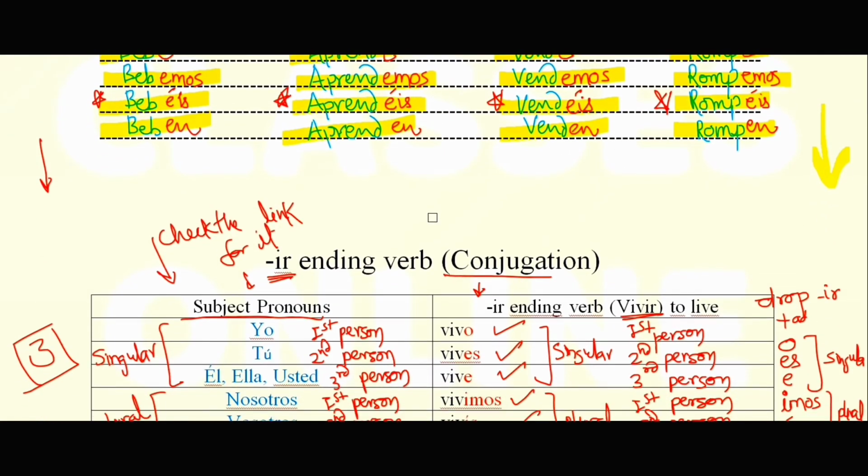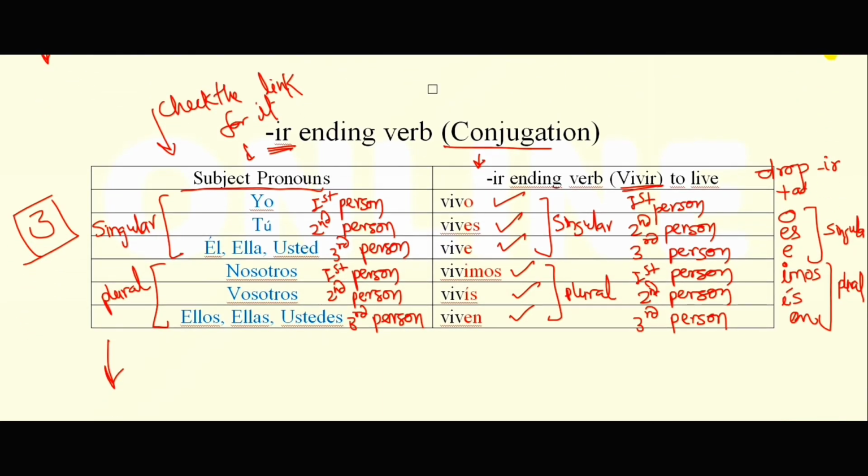See, we have some. Now we have IR ending verbs. We can see vivir is an IR ending verb. In IR ending verbs, what do we do? Vivir means, this is the third category. Vivir means to live. Already it is written below. To live. After conjugation, what happens? We get 6 forms. And they are different in meanings also.